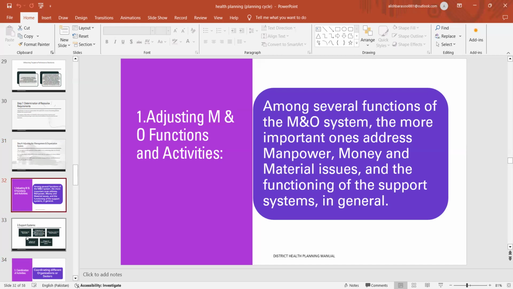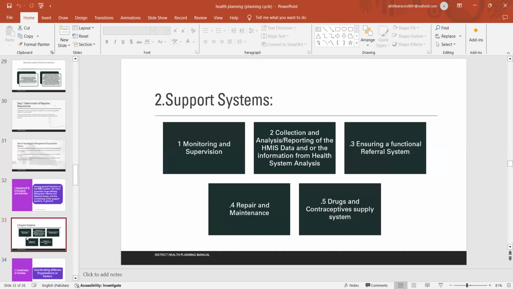Adjusting the M&O functions and activities. Among several functions of the M&O system, the more important ones address manpower, money, material issues, and the functioning of the support systems in general. Support systems, monitoring and supervision. Collection and analysis, reporting of the HMIS data and for the information from the health system analysis. Ensuring a functional referral system, repair and maintenance, drugs and contraceptive supply.